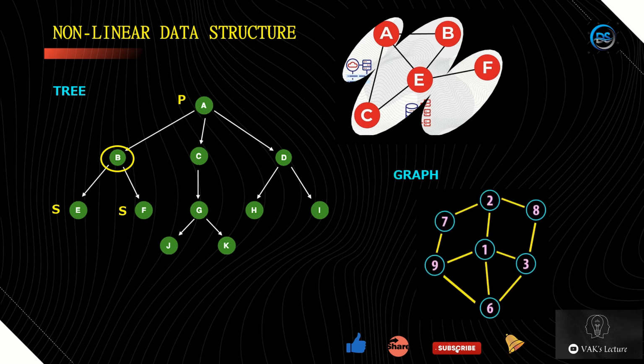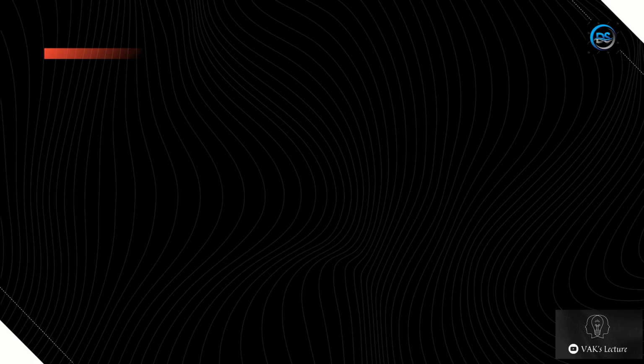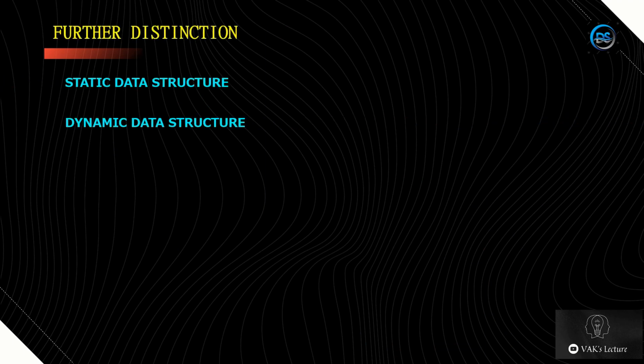We have another example, that is graph. Graph is also a nonlinear data structure. After understanding the difference between a linear and nonlinear data structure, let us go even further. We can make a further distinction: static data structure and dynamic data structure. Now we will discuss these two.